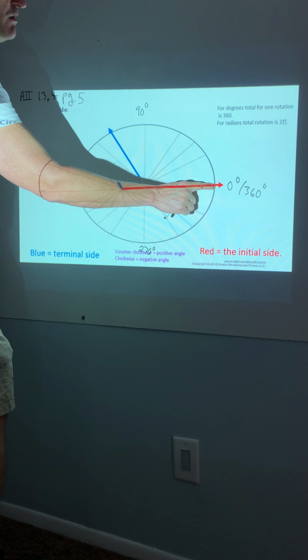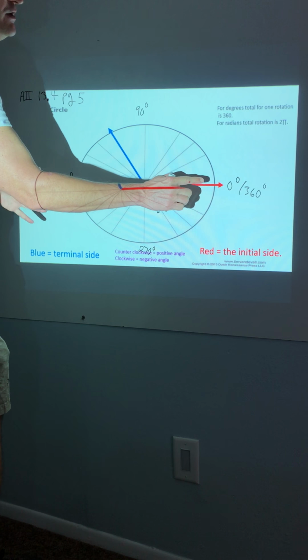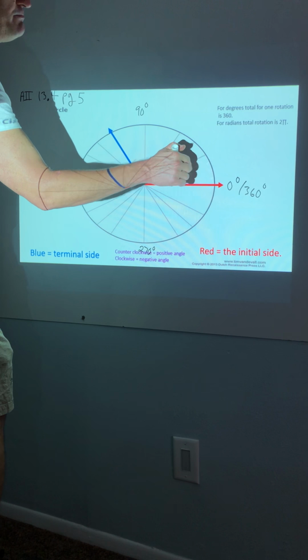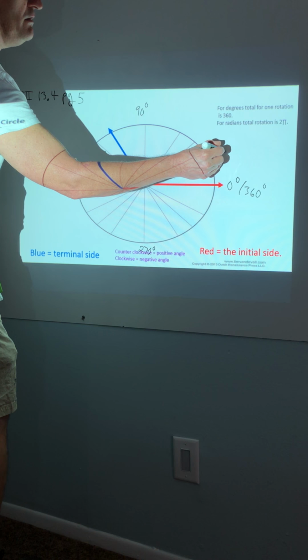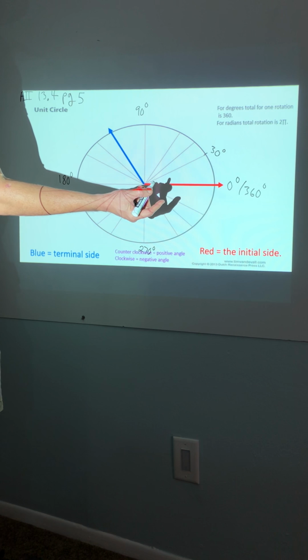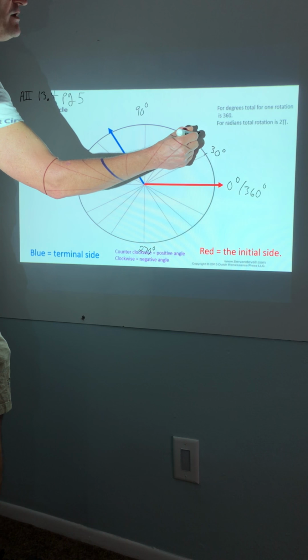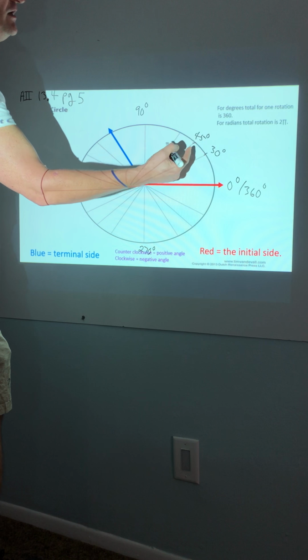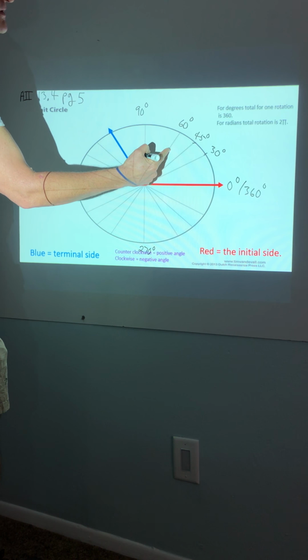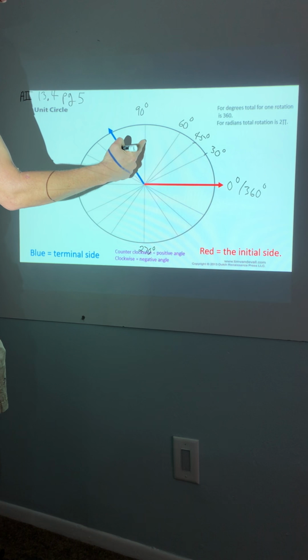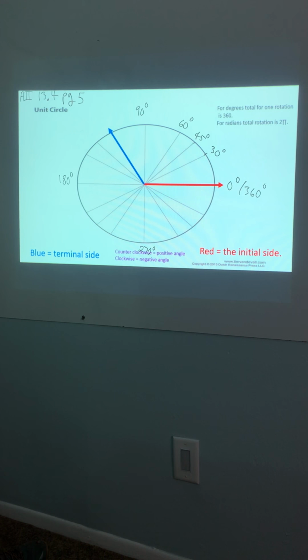So this is 0, and I'm just going to put a few in. If you jump to this point right here, this is going to be 30. Then they go up by 15, so this is going to be 45 degrees. 15 more is going to be 60. And then this big jump right here is 30 more degrees, and that's why it's 90.